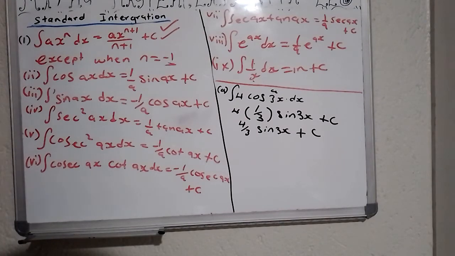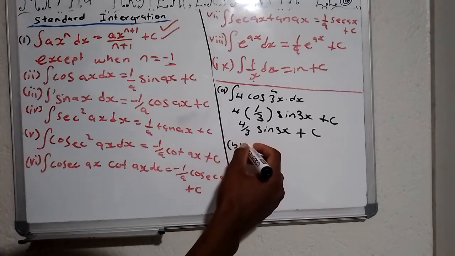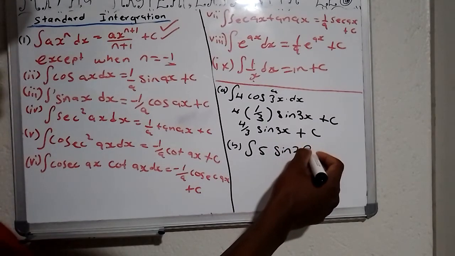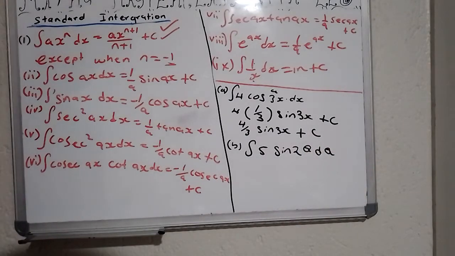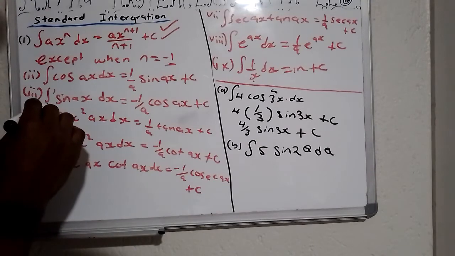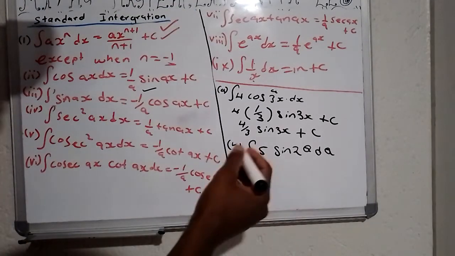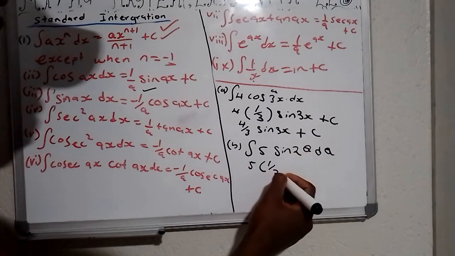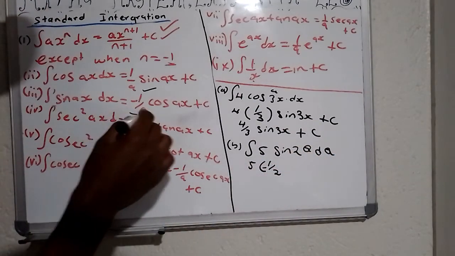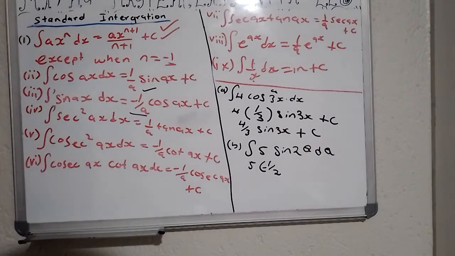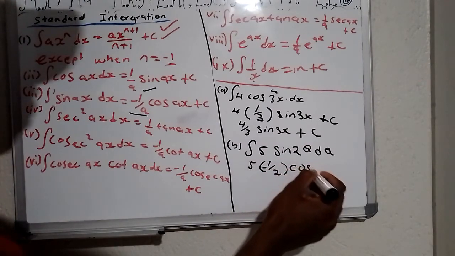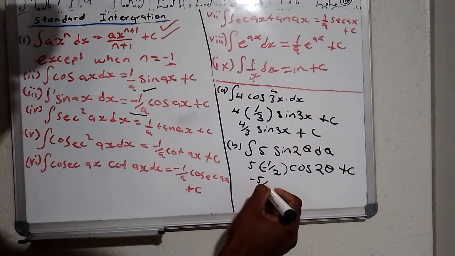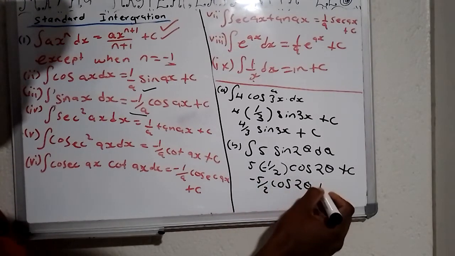So the next question that we have is b, which is the integral of 5 sine of 2 theta d theta. They need me to integrate that. So in this case, when I have sine, I can use this rule. I'm just going to say 5 is my constant into 1 over 2. But my 1 over 2 is going to be negative, because when dealing with the integral of sine, I'll have a negative cos. So negative into cos of 2 theta plus c. This will give me minus 5 over 2 cos of 2 theta plus c.